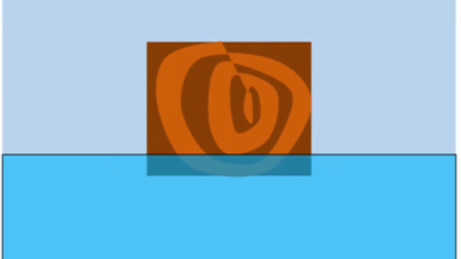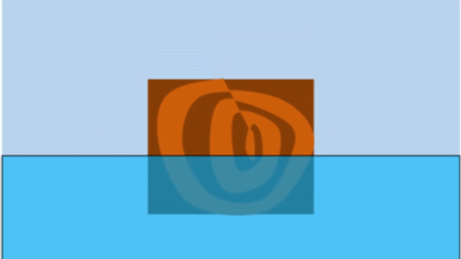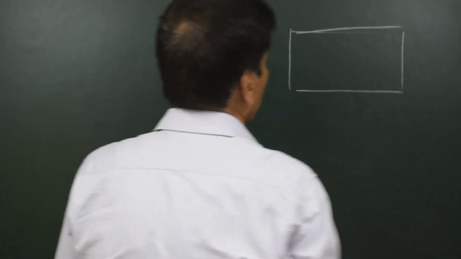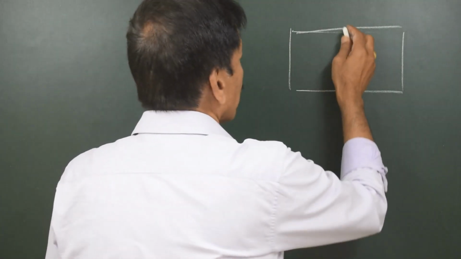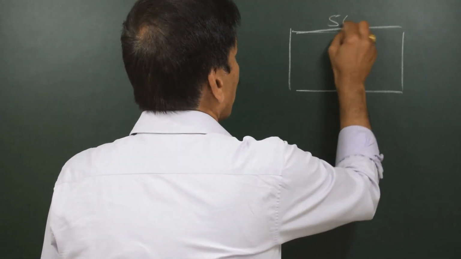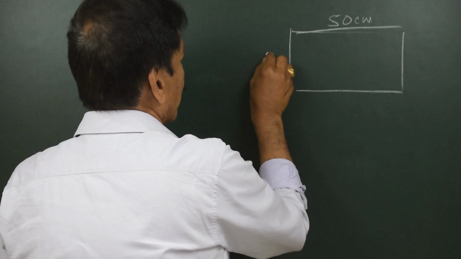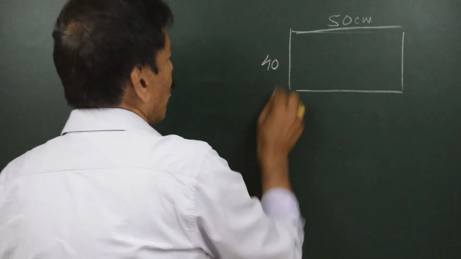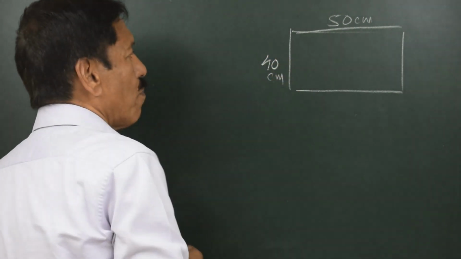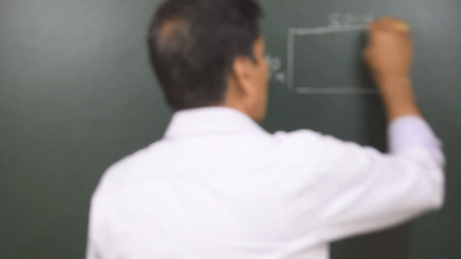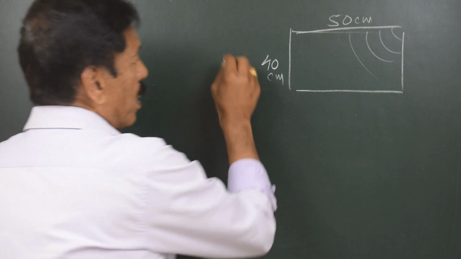Let us say we have a dimension of this log. Let us say it is 50 centimeters this way and say 40 centimeters this way. So 0.5 meters by 0.4 meters is the cross section. This is the log of wood.